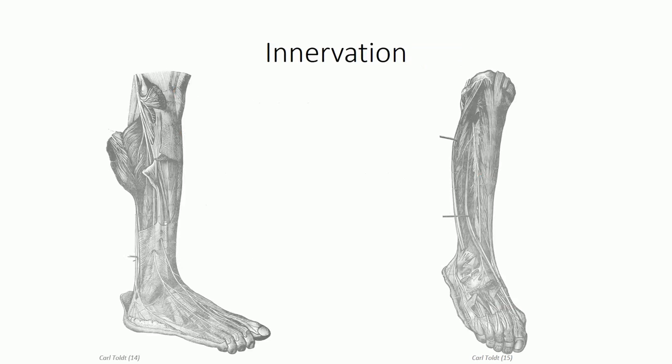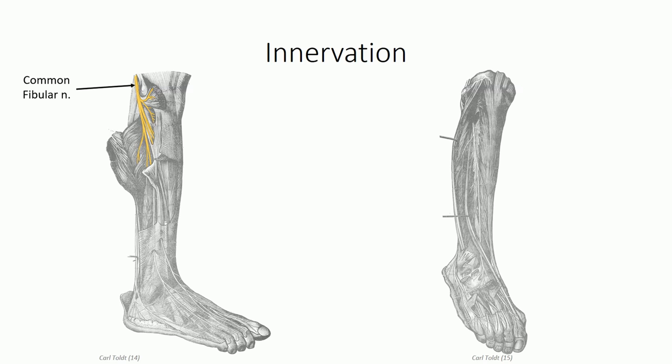We'll finish off this segment with a look at the innervation to the area. Both anterior and lateral compartments are innervated by branches of the common fibular nerve. You should recall from our previous lessons that the common fibular nerve is a lateral component of the sciatic nerve, which passes through the lateral side of the popliteal fossa, wrapping around the neck of the fibula. This is where we pick up its path.